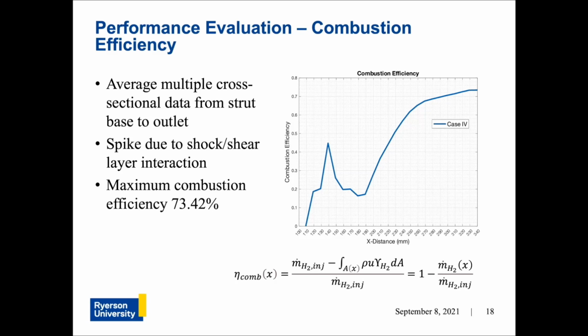Since cross-section density is fairly constant throughout the combustor in case 4, the initial increase in efficiency is due to the drop in velocity, while the following decrease is from the spike in velocity after auto-ignition in the wide central region. The final increase to the plateau is mostly due to the reduction in hydrogen mass fraction, since the velocity is fairly constant beyond 257 millimeters. It reaches a combustion efficiency of 73.42%.